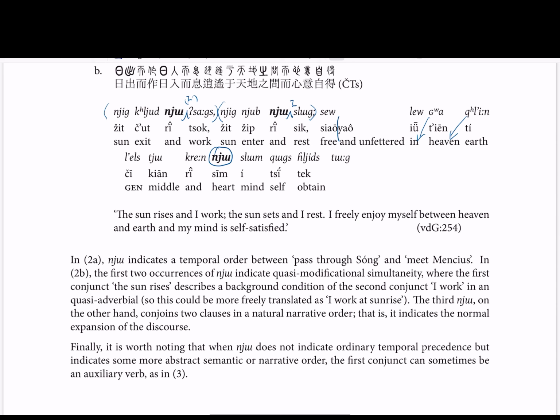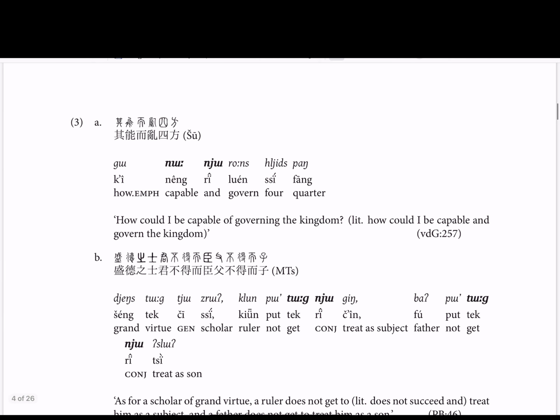order, the first conjunct can sometimes be an auxiliary verb. So let's take a look at the example in 3. In modern Chinese, qi neng luan si fang. Here's the English translation. How could I be capable of governing the kingdom? Or literally, how could I be capable and govern the kingdom?